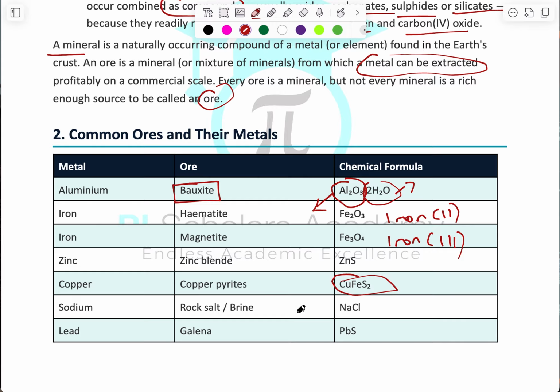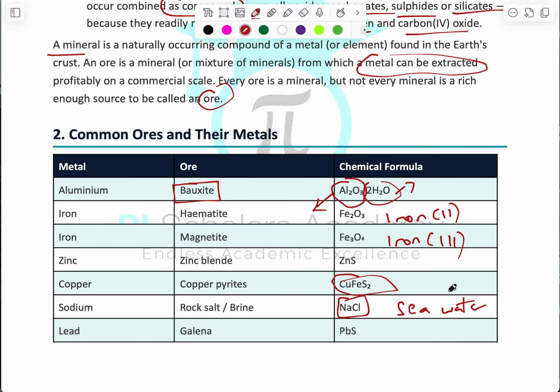You have brine, NaCl, which I think is very, very common. You get it from seawater, or ocean water rather. When you extract from this, you get salt out of it.